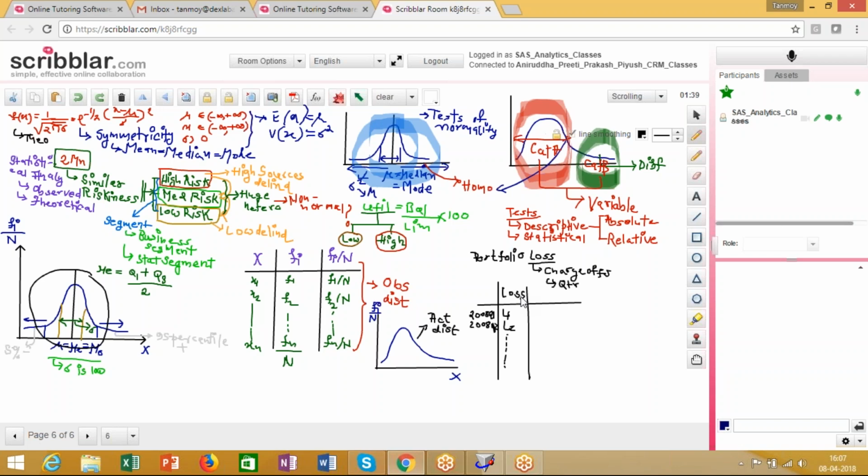Now if we think about this, what we have is the following. Say I'll just plot the loss distribution.